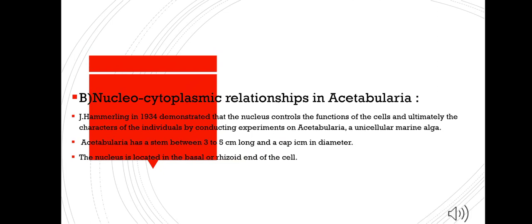Nucleo-cytoplasmic relationship in Acetabularia. J. Hammerling in 1934 demonstrated that the nucleus controls the function of cells, and ultimately the character of individuals, by conducting experiments on Acetabularia. Acetabularia is a unicellular marine alga. Acetabularia has a stem between 3 to 5 cm long and a cap 1 cm in diameter. The nucleus is located in the basal or rhizoid end of the cell.